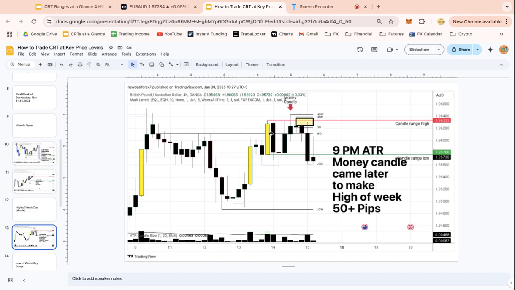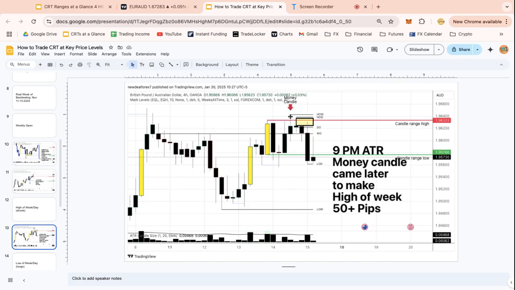Where's our money candle though? The money candle came later because the next candle did not give us a poke above the range and close below it. Okay, that didn't happen till over here. This is the money candle where this red arrow is. I'm going to have all the money candles marked with arrows. So that's the money candle.